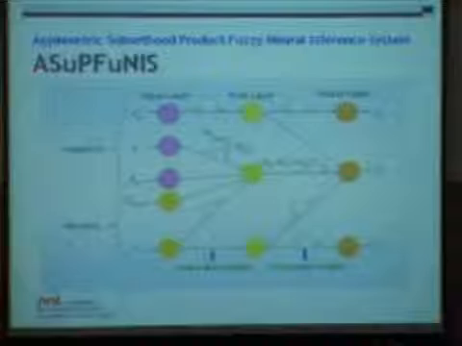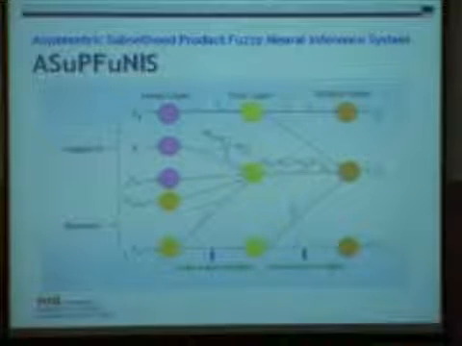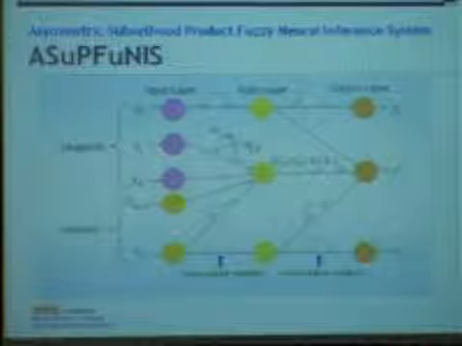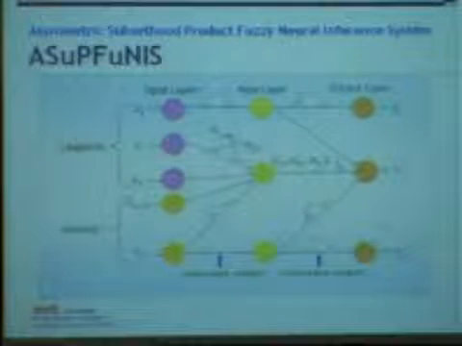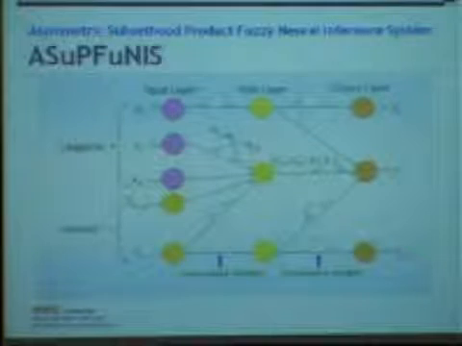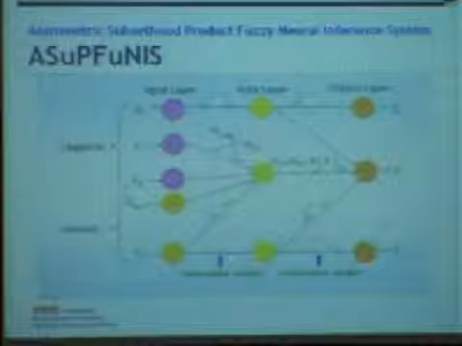You can take a collection of these rules and put them together and you get a network. And the network we've been actually working on is called the asymmetric subsethood product fuzzy neural inference system, or I'll just call it ASuPFuNIS. It can take linguistic inputs as well as numeric inputs simultaneously. And this information is fed to rule nodes, and then the information from the rule nodes is defuzzified at the output to generate the inference.